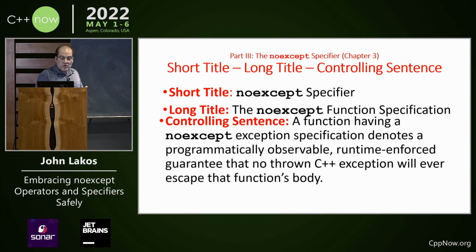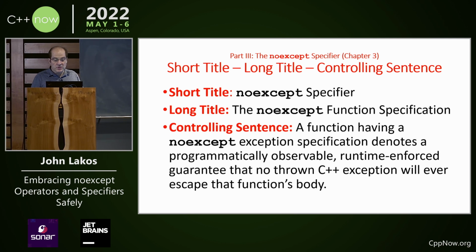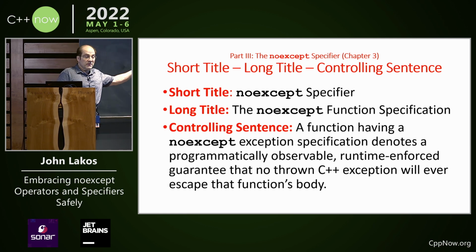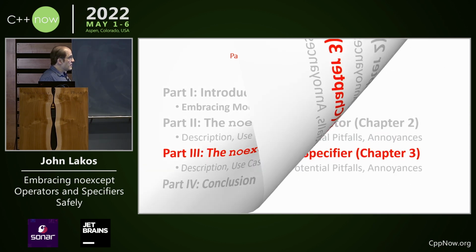And this is worth saying. A function having a noexcept exception specification denotes a programmatically observable, runtime enforced guarantee that no thrown C++ exception will ever escape the function's body. If that's what you want to do, this is yours. It's good. Absolutely. That's what it does. Whether you want to do it, that's another story.